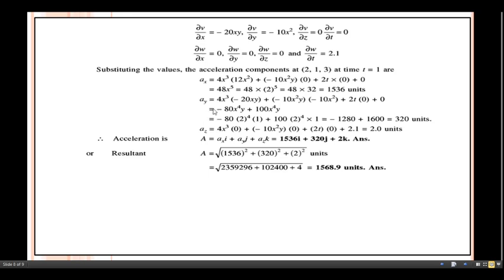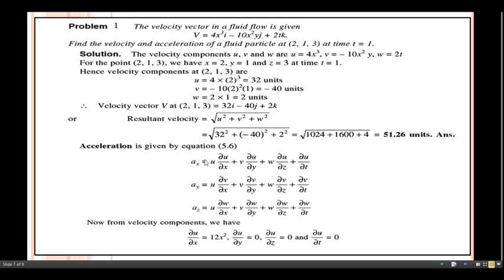Similarly, you can get the value for ay. ay is nothing but you have to differentiate the previous terms. For that, we have this relation: u into ∂v/∂x plus this term. So you need to get the value for this one, this one, this one, and this one.